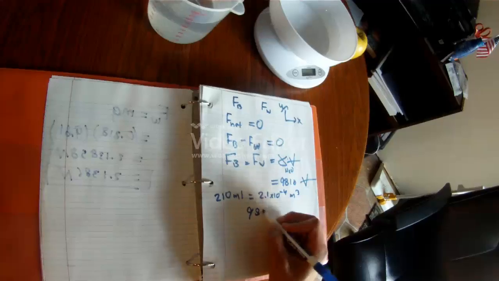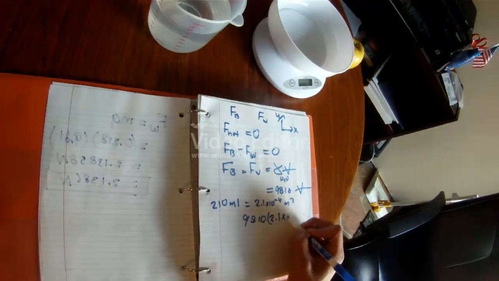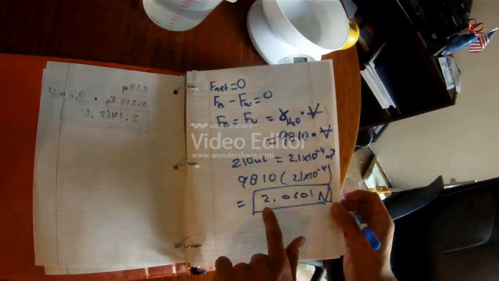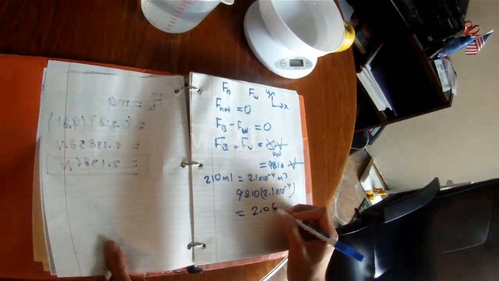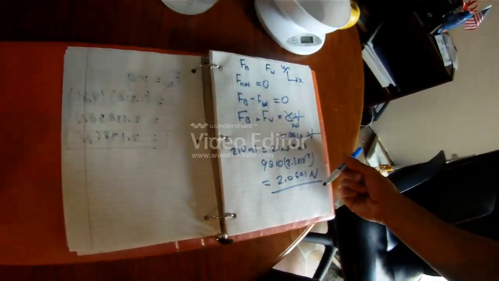Once you do that, you get 2.0601 newtons. Now that's going to be the weight force. The weight force is equal to the buoyancy force.